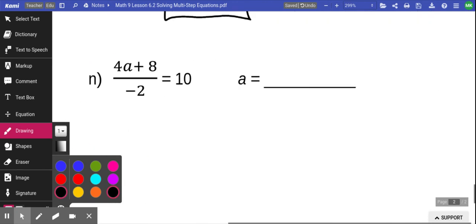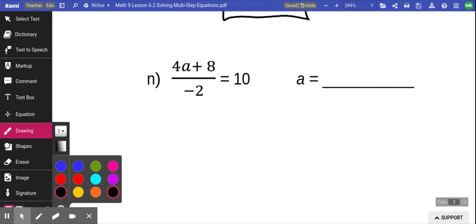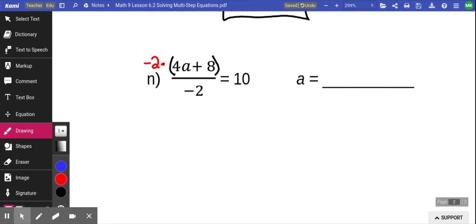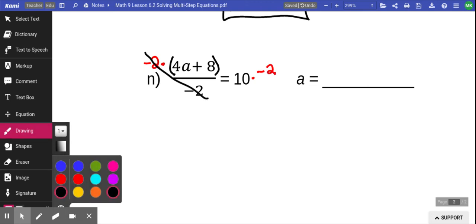Awesome. One more time. If you look over here at this one, this is a situation where people would try to subtract 8 right away, but you can't. You have to almost imagine that the numerator's in brackets, stuck together. I can't move anything in that numerator until I get rid of that denominator. To get rid of this -2, which is a divide by -2, I need to multiply both sides by -2. That will cancel the -2s out, and I'm now left with 4a plus 8 equals -20.